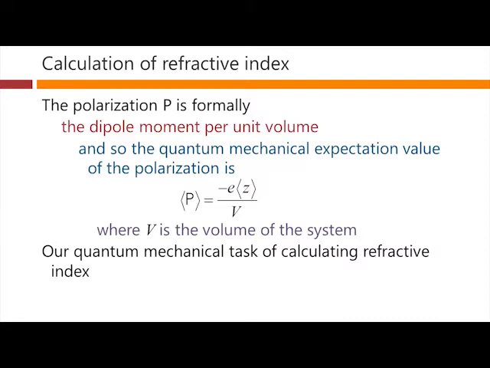Our quantum mechanical task now of calculating refractive index reduces essentially to calculating the expectation value of P, which is really in the end the expectation value of z, in the presence of our perturbation, that is, our applied electric field.